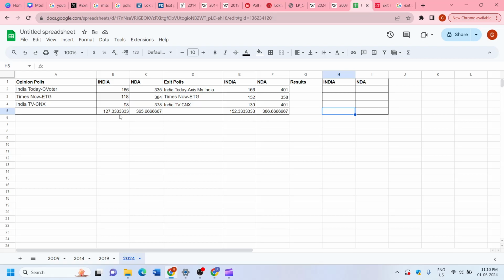So the average of the opinion polls is 127 for the India alliance and 365 for the NDA alliance. And the exit polls average is 152 to the India alliance and 386 to the NDA alliance. So, considering that the last three polls were correct in showing who got more seats, I think it's a strong possibility that once again this will happen in this election.